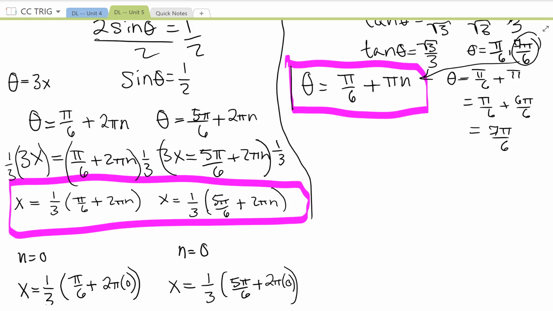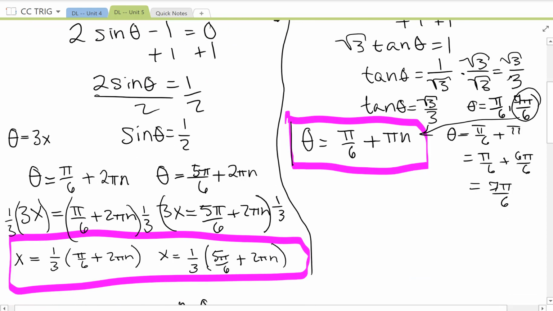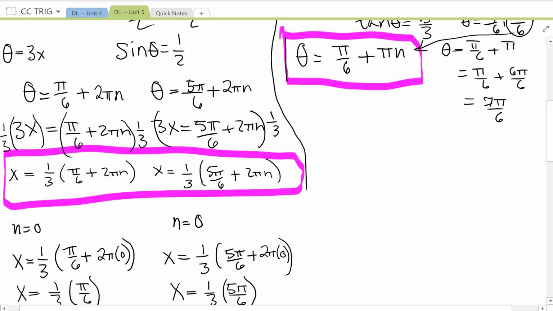Now we need to find the solutions on the interval 0 to 4 pi. Now, that looks scary because the 4 pi is really big, and number 1 was just 2 pi, and we had to do a lot of work. But the nice thing about tangent is that there's only one expression, so we don't need to plug into 2 expressions. We just plug into this one expression.